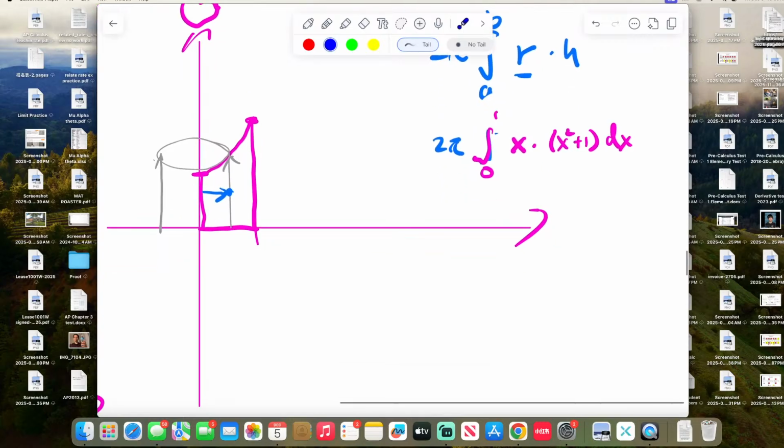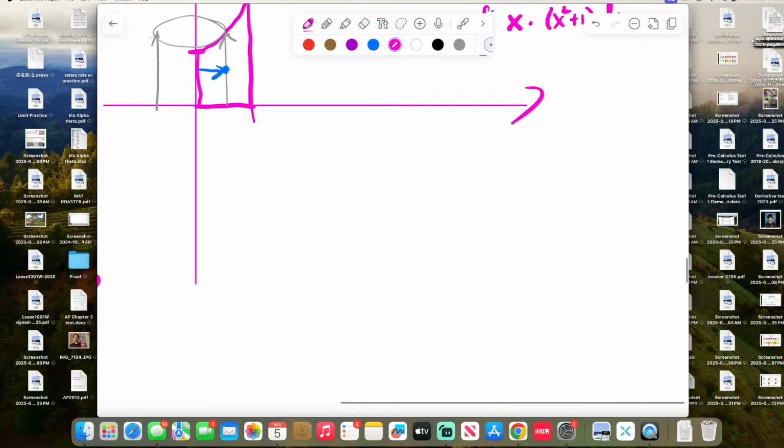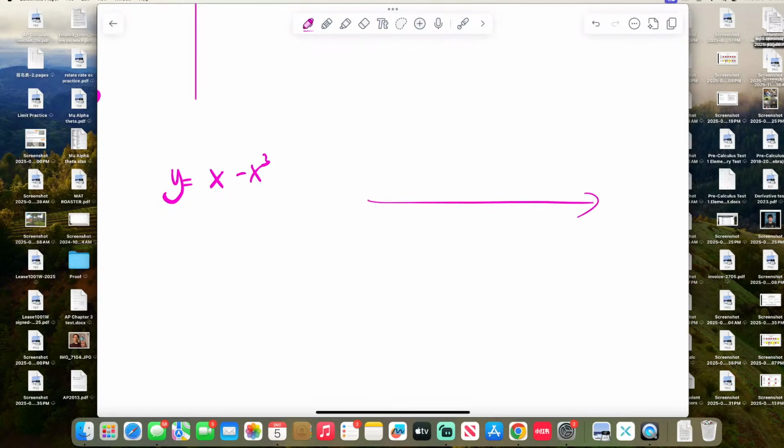Okay, so I want you to think about one. I'm gonna give you a function, y equals x minus x cubed, and the graph is something like this. If you need to know the graph, you just factor out the x, so it's x times 1 minus x squared, and it's gonna be something like this.